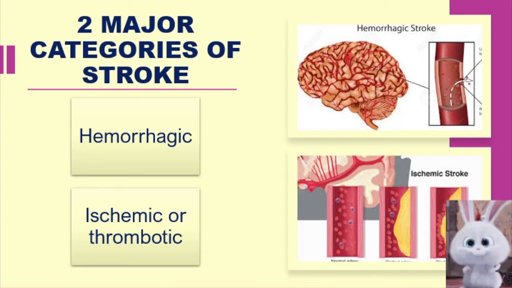Another name for your ischemic stroke is thrombotic stroke, because one of the major reasons for your ischemic stroke, if not all, will be a thrombus. It will be a thrombus becoming an emboli, and then it travels to other parts of the body. So that's the difference between your hemorrhagic and ischemic or thrombotic stroke.